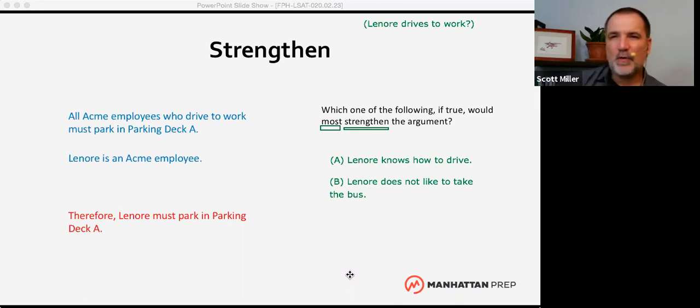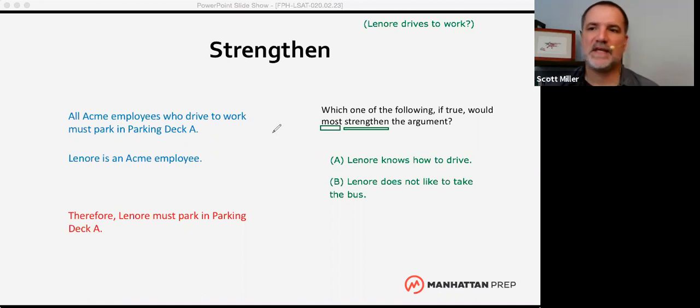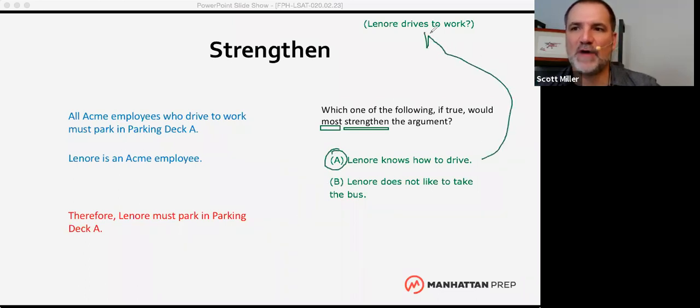With strengthen questions, though, that's where we can get into where it says "most strengthens the argument." Now we can get into a possibility where there might be two answers that both seem to strengthen. So how do we decide between them? You do have to decide which one does the most. And in this case, I would say A is probably the better answer. It does more to convince us that Lenore drives to work.